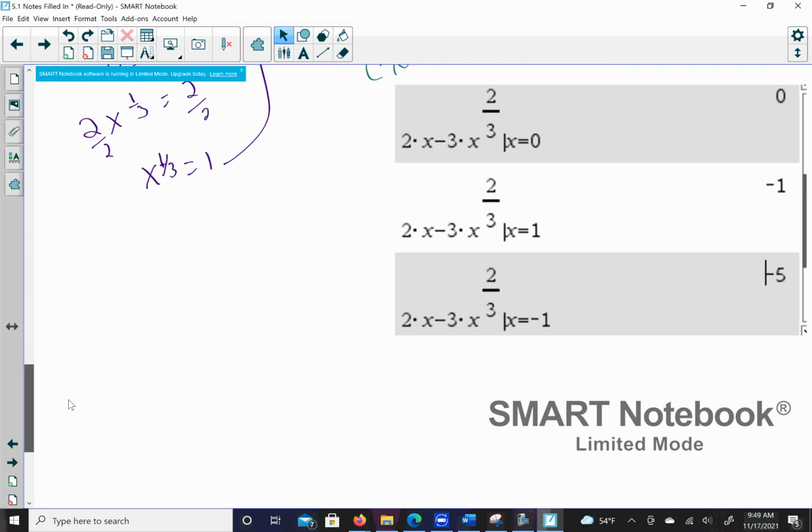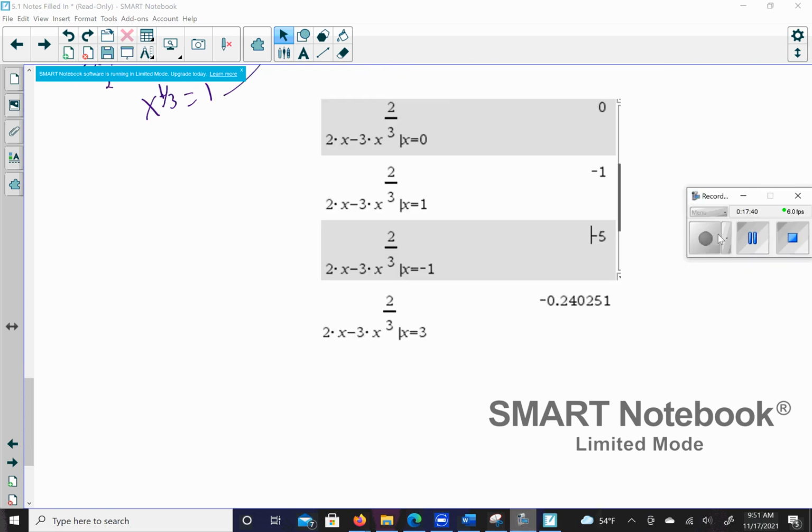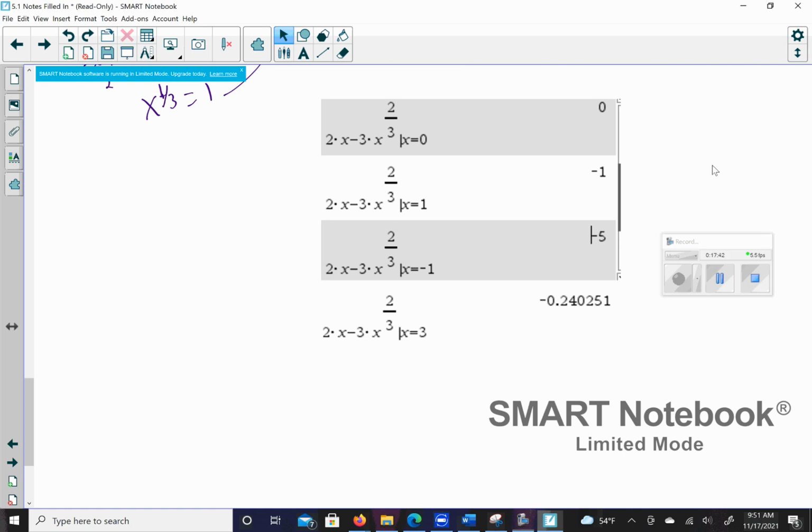I wonder why I didn't put in 3. And so when I... okay, I found my missing 3. So I did substitute in 0, 1, -1, 3. And the lowest value is going to be this -5. So that's going to be my absolute min.